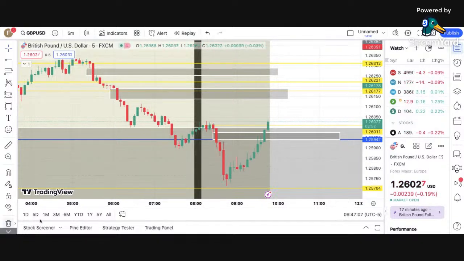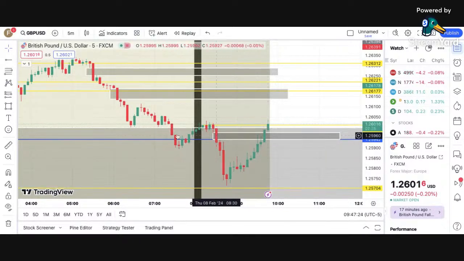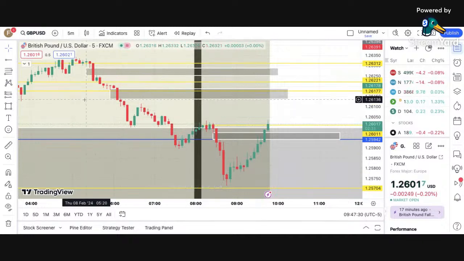This is the beginning of today, Thursday, February 8th. This is the 8 a.m. candle. Right now we are on the 9:45 candle. These are 5-minute charts, so this candle will close at 9:50, and then the next candle will appear. Each one of these candles is 5 minutes.